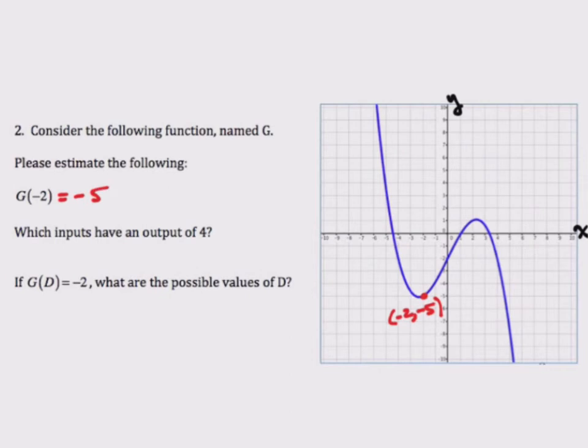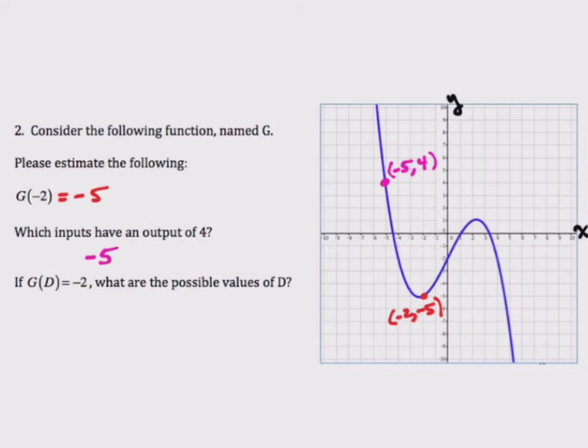Which inputs have an output of 4? Let's go ahead and find 4 on our output axis and see if there's a point there. There is, and it appears that for an input of -5, we have an output of 4. Here's the point (-5, 4), and so we just say -5 is the input that has an output of 4.